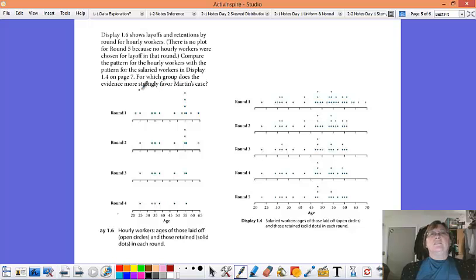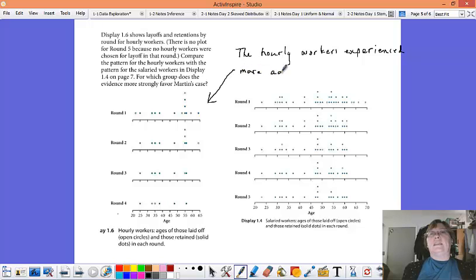For which group does the evidence more strongly favor Martin's case? Which one shows clearly that more older people were laid off? I'd have to go with the hourly workers. I really think, and this is again my opinion, you may not agree with me, but if there was age discrimination, it happened with the hourly workers as opposed to the salaried set. So I'm going to say the hourly workers experienced more age discrimination than the salaried workers.